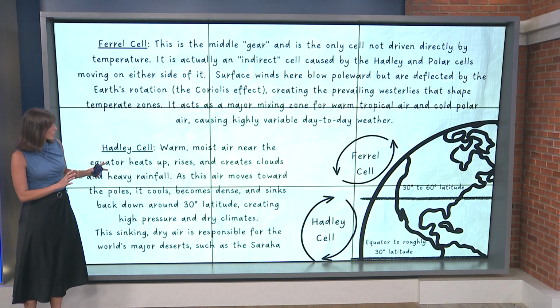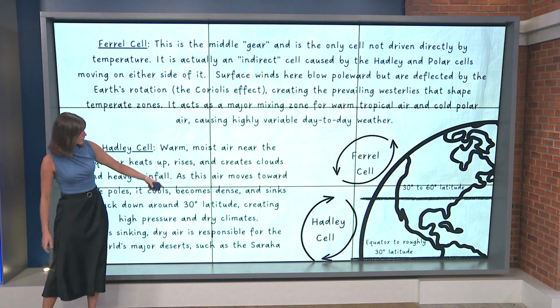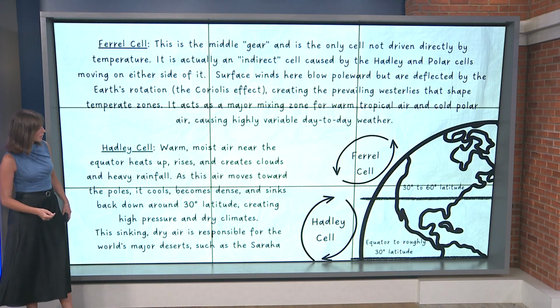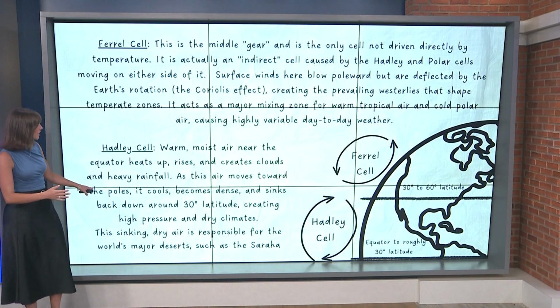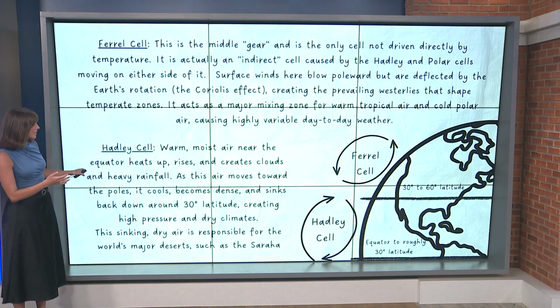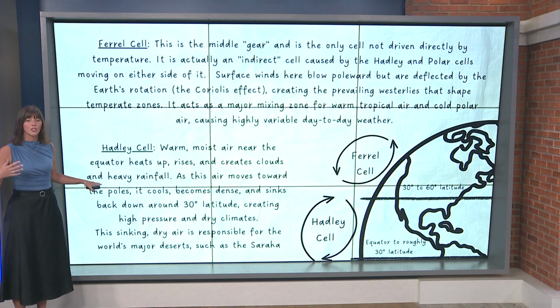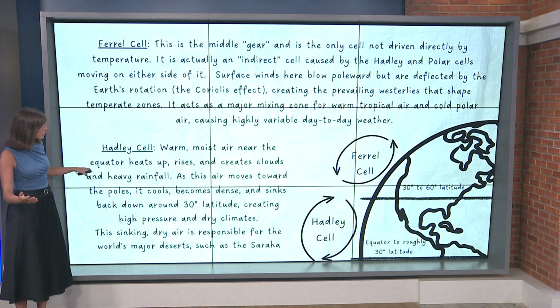So our main two cells that we really deal with, especially if you're moving further south in North America and even into South America, you're mostly affected by the Hadley cell. And this Hadley cell is warm, moist air near the equator. It heats up and it rises, creates clouds, heavy rainfall. So you're getting the tropics, you're getting all of that moisture and the nonstop monsoon seasons.